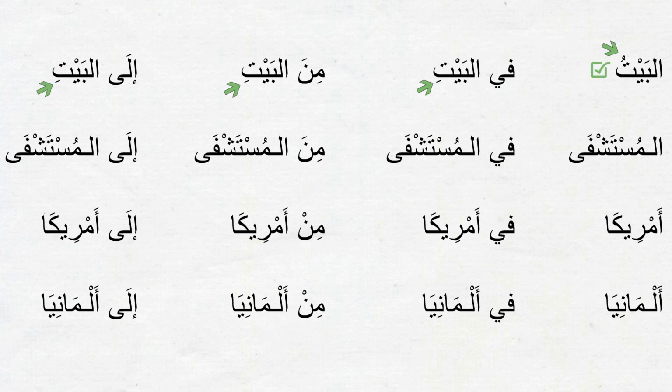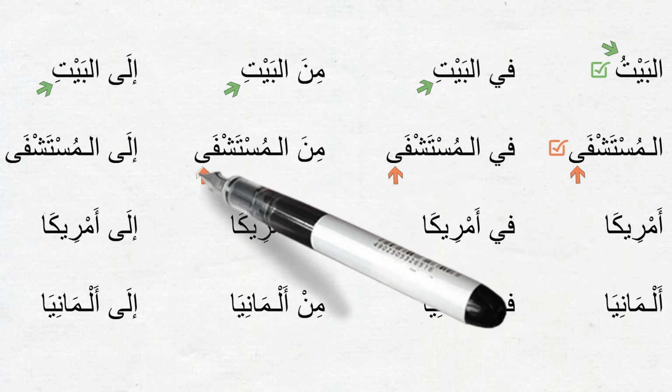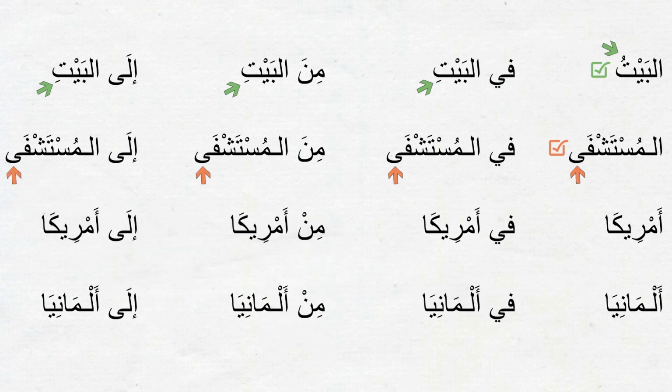And next comes al-mustashfa, an ism that ends with alif maqsurah. So we elongate the last a sound a little and say mustashfa. And because of this special ending, we observe that this ism cannot change its end even when it comes as ism majrur after harf jar, as in fil mustashfa, min al-mustashfa, ila al-mustashfa.